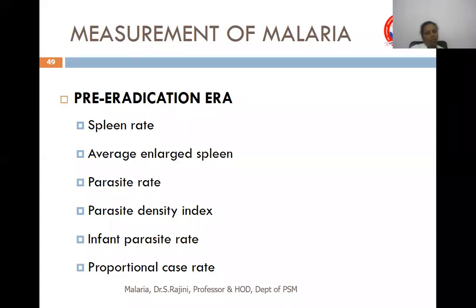Prevention and control. First, we measure the burden of malaria. In the pre-eradication era, before eradication happened, we consider the malaria survey rate, average enlarged spleen rate, parasite index, parasite rate, and proportional case rate. These are all the parameters that we measure for the burden of malaria cases in the country.